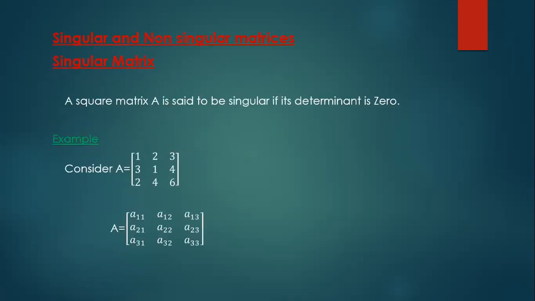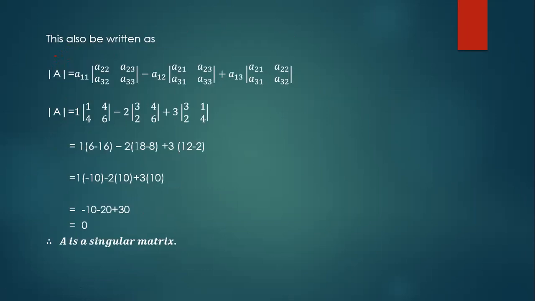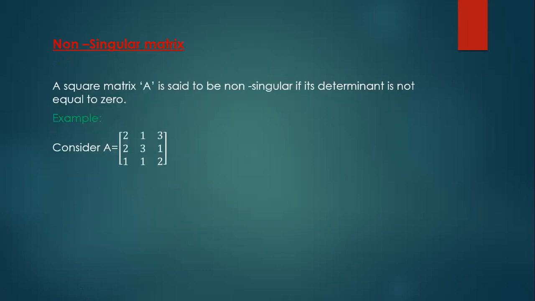A is a singular matrix. Therefore, a square matrix A is said to be singular if its determinant value is 0, either it is a 2 by 2 matrix or 3 by 3 matrices. Then non-singular matrix. A square matrix A is said to be non-singular if its determinant value is not equal to 0. The same method we do for this problem also.